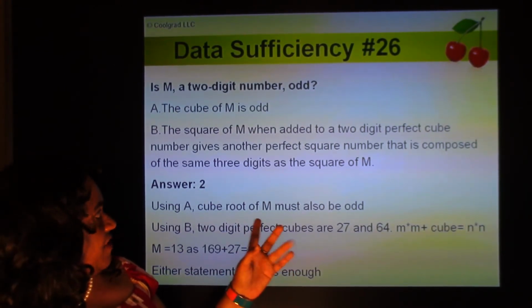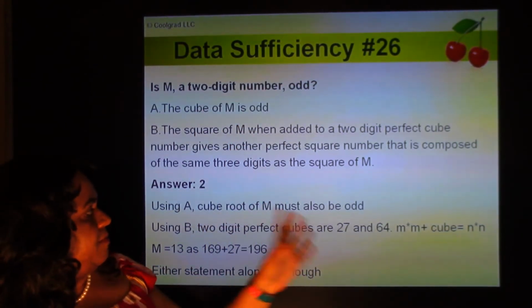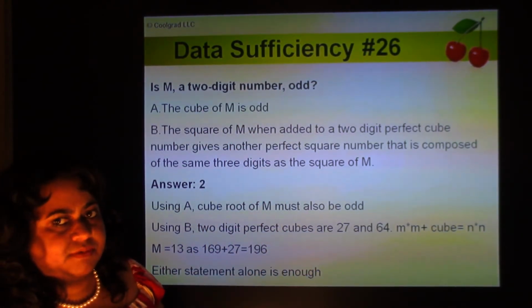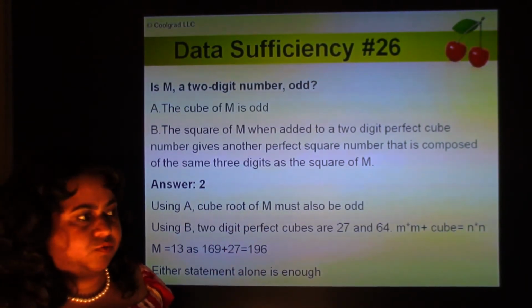So we just have to find if m is odd or not, okay? So in using A, we know that m is odd. We don't have to find the value of m. So don't fall into that trap. So either statement alone is enough. So we pick option 2.